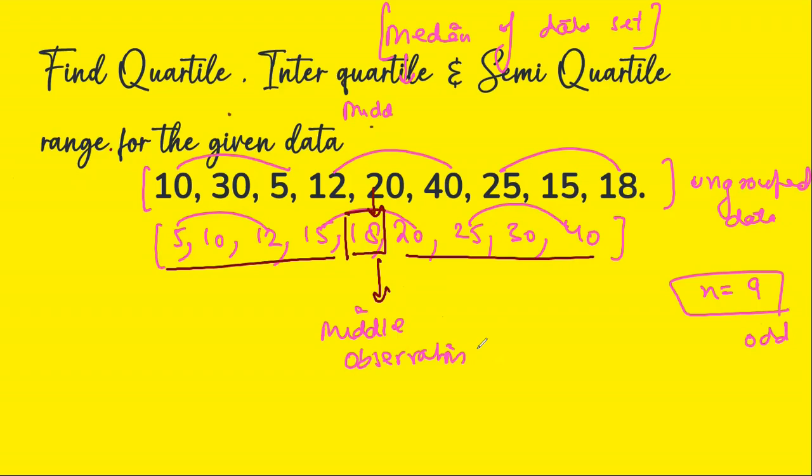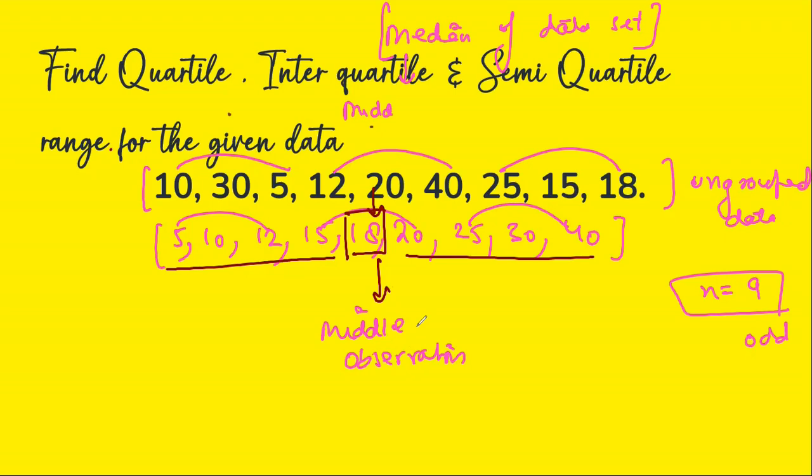Why are we talking about quartile, interquartile range and semi-quartile range? Suppose you are talking about the population of a country, and you have to compare it with other countries. If you only have the middle observation, you are not able to compare. You should know the lowest observation and the highest observation. Because the data set is so big, the middle observation does not give you a clear picture.